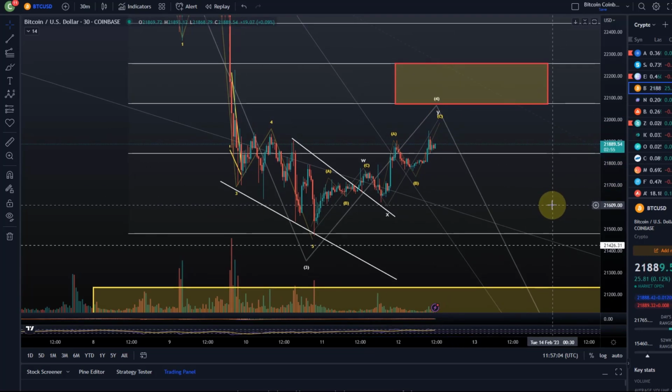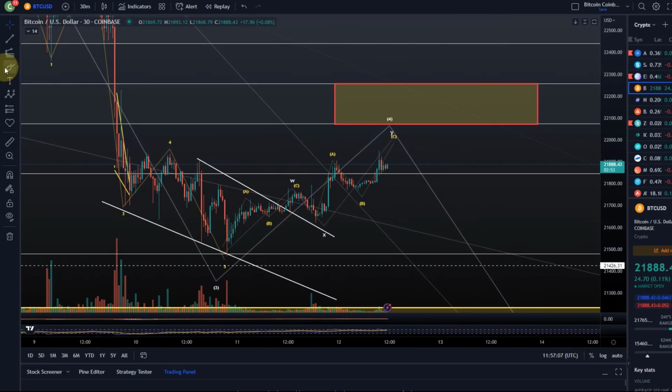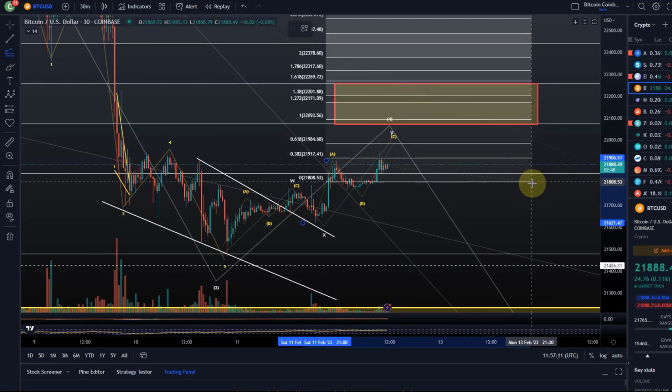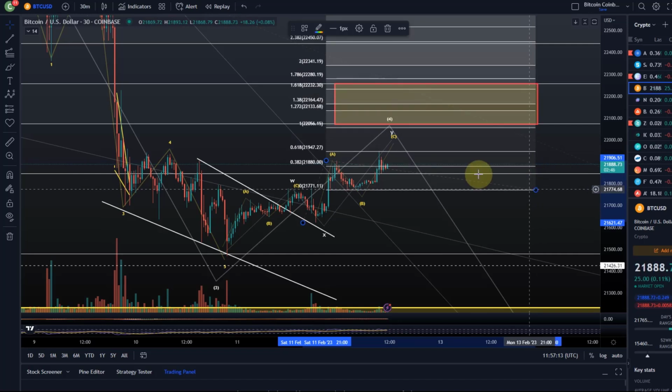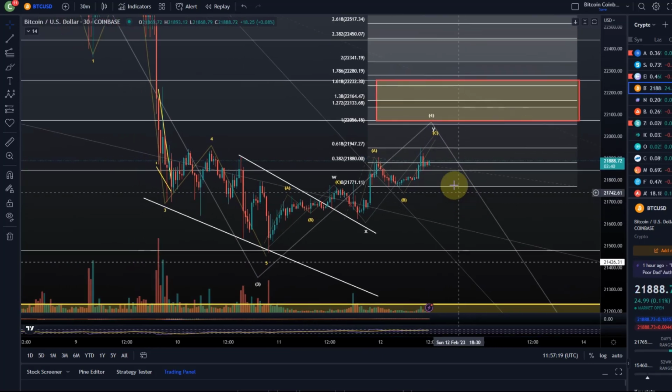We might get one more high. I mean, we can use the measurement. So we measure the length of the A wave, we go to the low of the B wave, and first target reached of a C wave. As you know, it's the 61.8 fib extension. That is the very first target for a C wave.